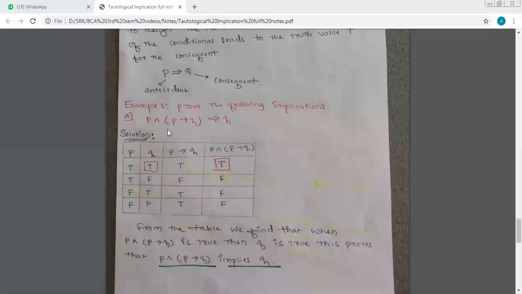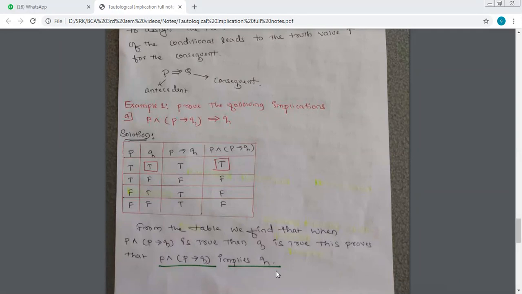See here, first construct a truth table for the given proposition: P conjunction P conditional Q implies Q. In the statement there are two variables, so 2 raised to 2 means 4 possibilities will be there. So P, Q: true true, true false, false true, false false.